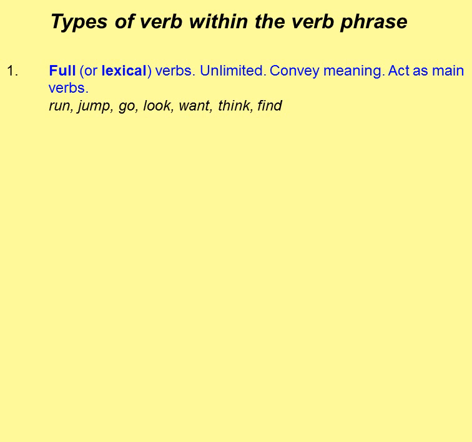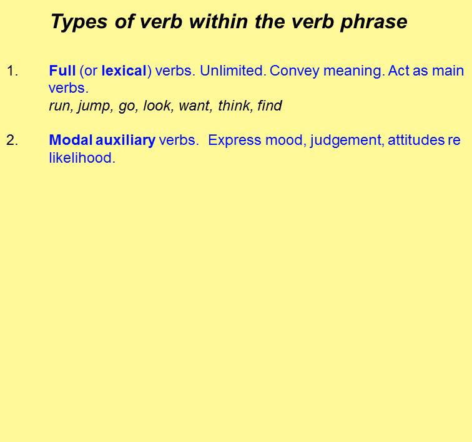Another type of verb are modal auxiliary verbs, and we use these to express subtleties of mood, judgment and attitudes, whether or not, how likely something is. And the modal auxiliary verbs are these: will, shall, would, might, may, can, could, should and must. These can't happen on their own in a sentence. They have to come together with a main verb. Okay, so the auxiliary verbs, they need a main verb with them. They can't stand on their own.